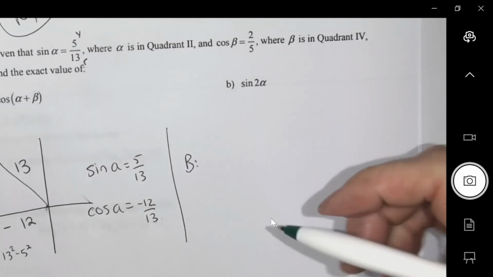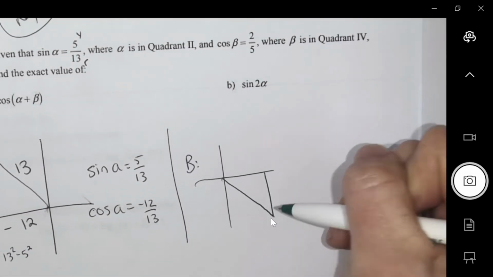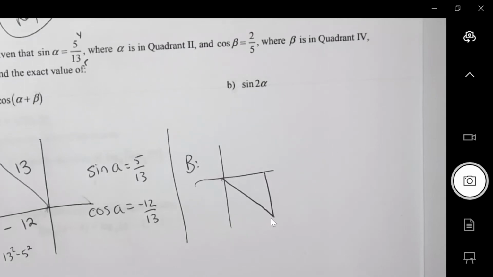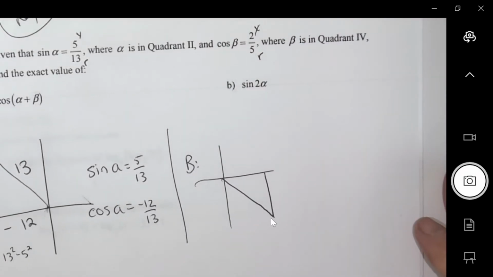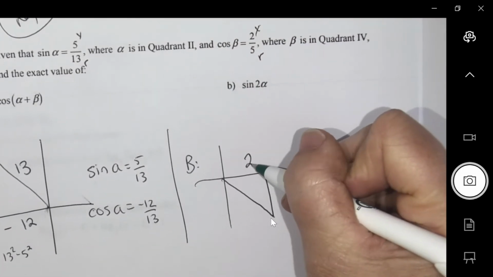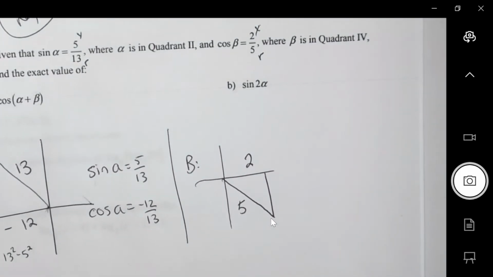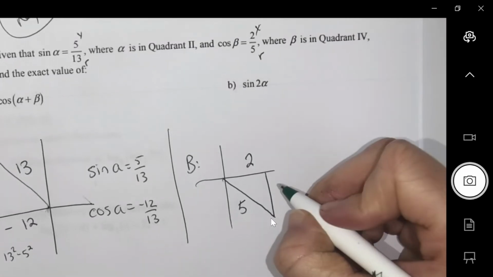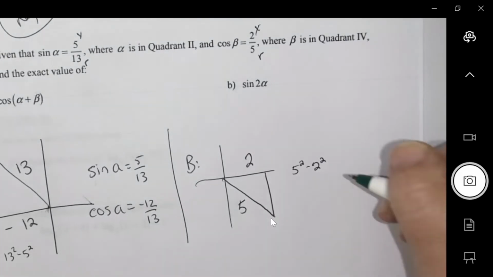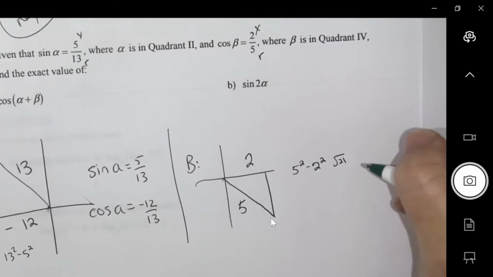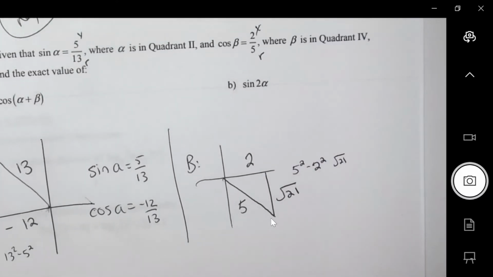B is in quadrant 4. So I know that. And the cos, so I'm given the X and the R, so the 2 and the 5. Okay, now I'm going to do 5 squared subtract 2 squared, which is 21, right? So root 21, because I can't simplify that. And it's a y value, so it's negative there.